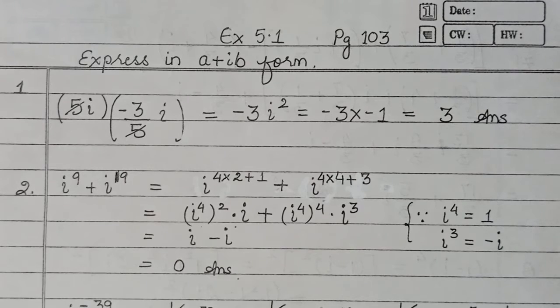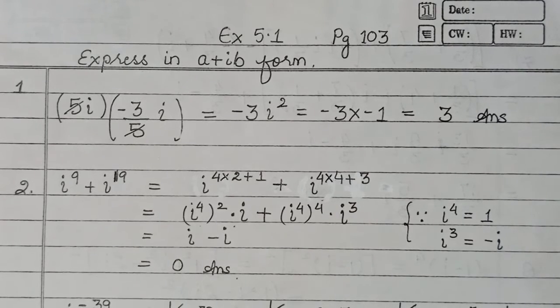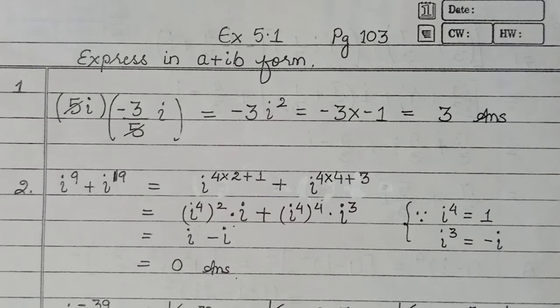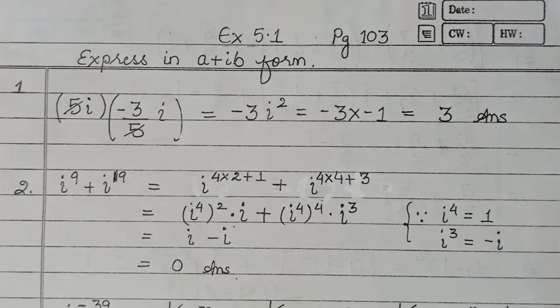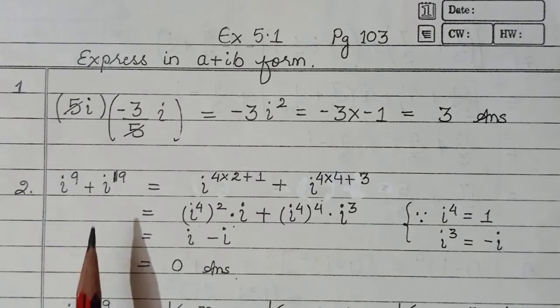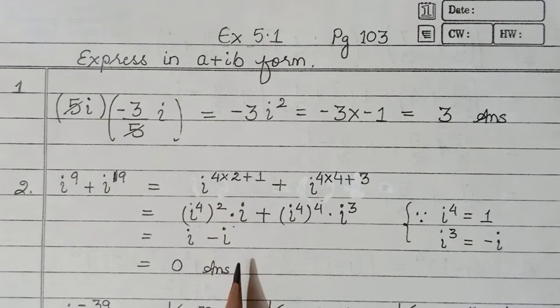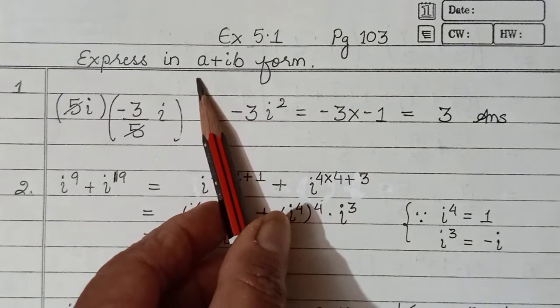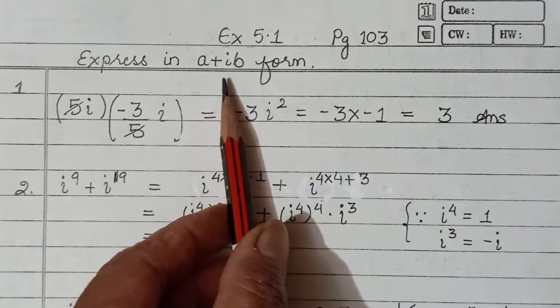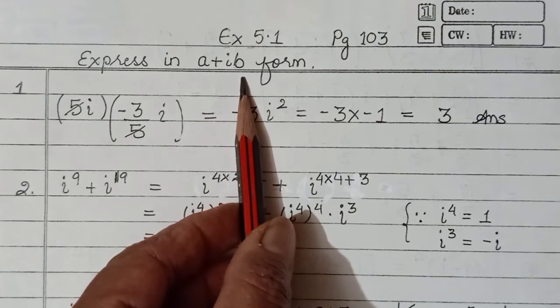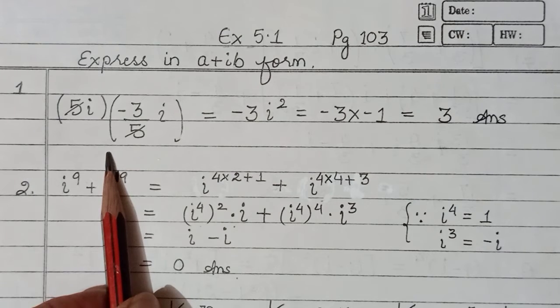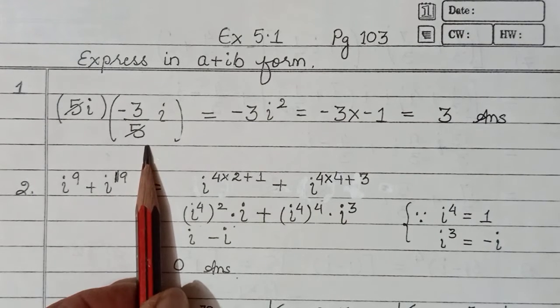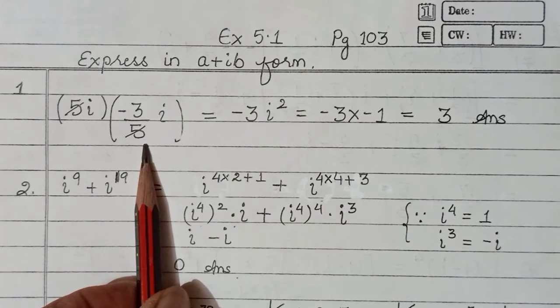All right, class 11, exercise 5.1, we had to take up the first set of questions. They are asking you to express in a plus ib, that is the standard form of a complex number. So they've given certain expressions here which we have to reduce and bring into that standard form, a plus ib, a real number plus i times another real number. Okay, so the first expression given to you was 5i multiplied by minus 3 by 5i.